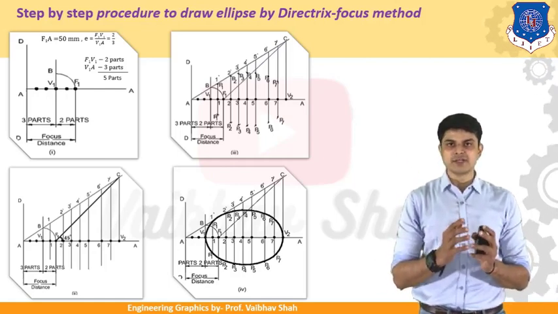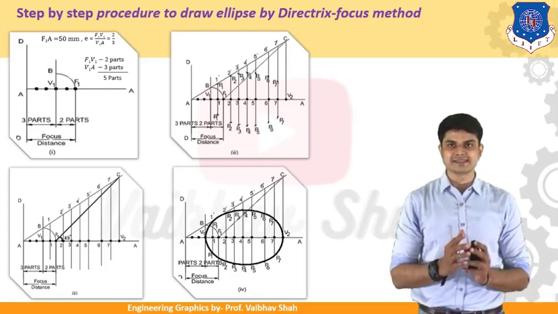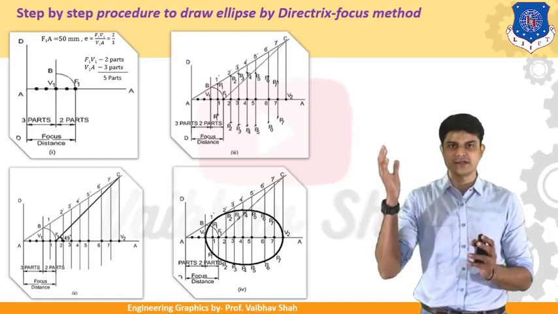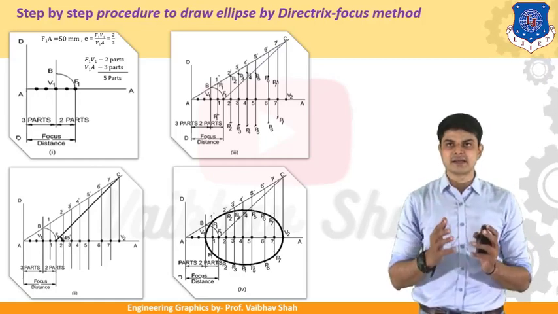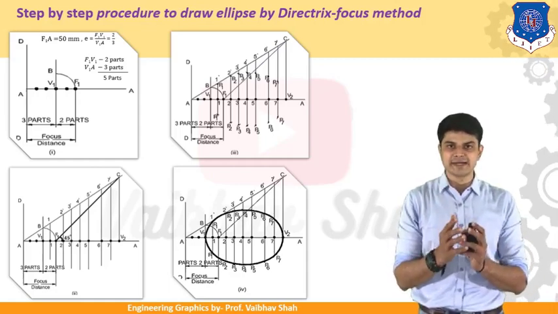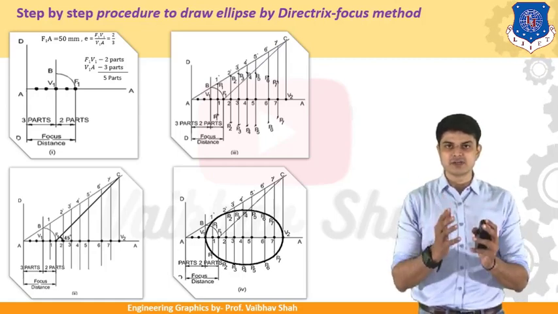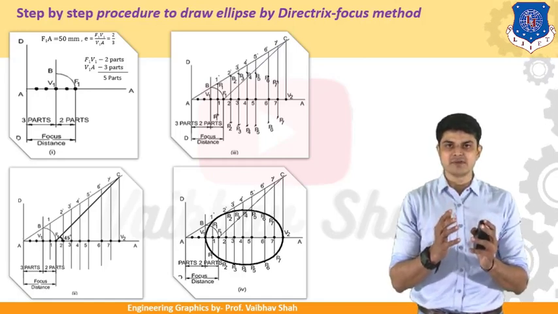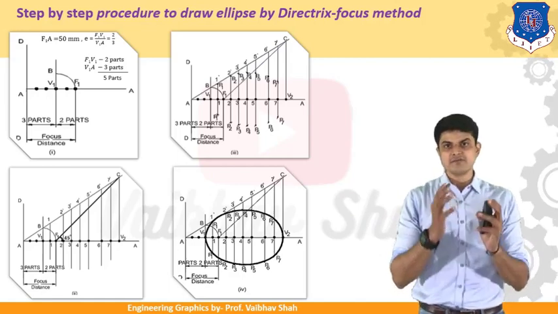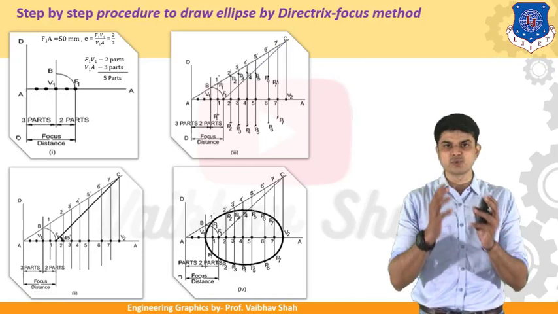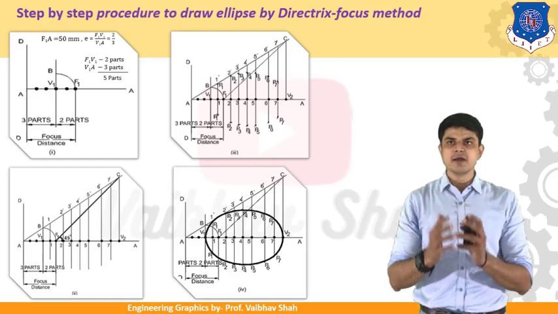Now what we need to do? Let us take the focus to vertex distance as 2 parts, as you can see from the eccentricity ratio here, and the vertex to directrix distance as 3 parts. So how many total parts? Let us sum these digits. We will have a total of 5 parts. We need to divide the line between your focus and directrix into 5 equal parts. Of these, we will define the first 2 parts as the focus to vertex distance, and the other 3 parts as the vertex to directrix distance.